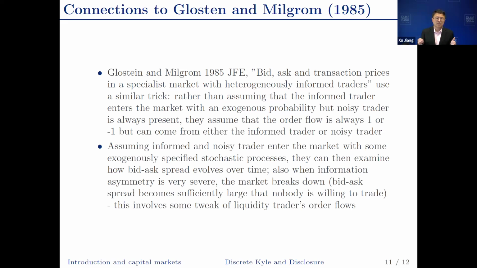You can see that because of the information asymmetry, they have a bid-ask spread. And they also show that when information asymmetry is very severe, the market breaks down. That just means the bid-ask spread becomes sufficiently large and nobody is willing to trade. This would not arise in our model. This involves some tweak of liquidity traders' order flows. For more details, you can see their paper.